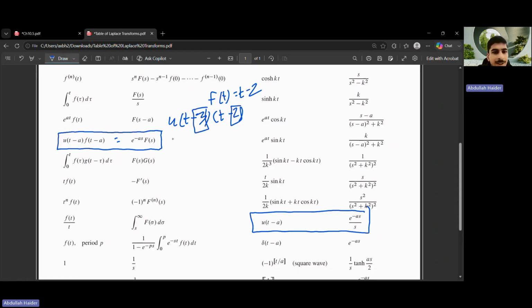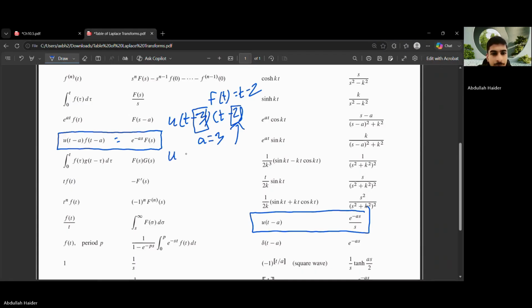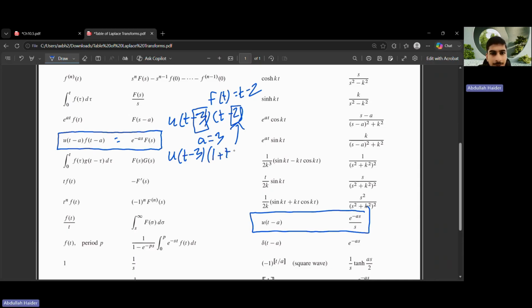What I can do is, because I want my a to be 3, and here I want something similar to a being equal to 3. So what I can do is u(t minus 3) times 1 plus t minus 3. I think. Let me just check. Yeah, so 1 plus t minus 3. So now you can see that I have it in the form u(t minus a) f(t minus a). So basically your f(t) is 1 plus t, and your a is 3.